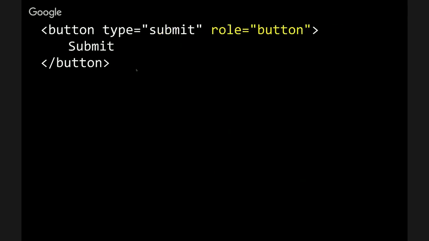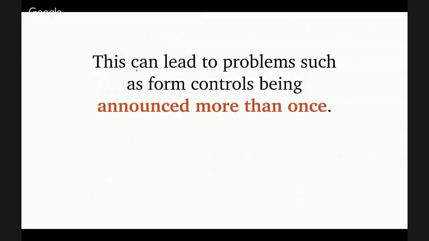I've also seen this a lot where developers add role equals button to button elements, so they're adding an ARIA attribute to something that already has a native API. A lot of this comes just from ignorance. These things can lead to problems in a variety of ways, and in some cases you get a doubling up of information. So you might get a form control being read out once with a label and then once with describedby or labelledby, etc.